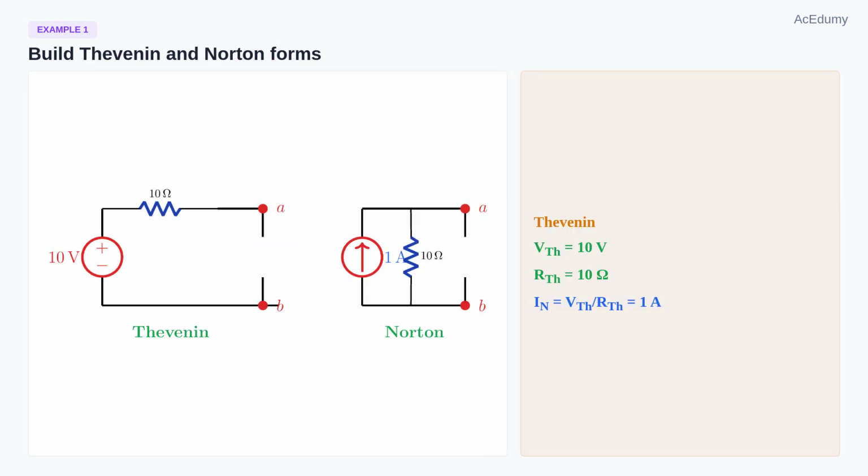The Thevenin equivalent of example 1 is a 10-volt source in series with 10 ohms, seen at terminals A and B. The Norton equivalent is obtained by dividing V Thevenin by R Thevenin. 10 volts divided by 10 ohms gives 1 amp. So the Norton form is a 1-amp source in parallel with 10 ohms. These two forms are equivalent at the same terminals.